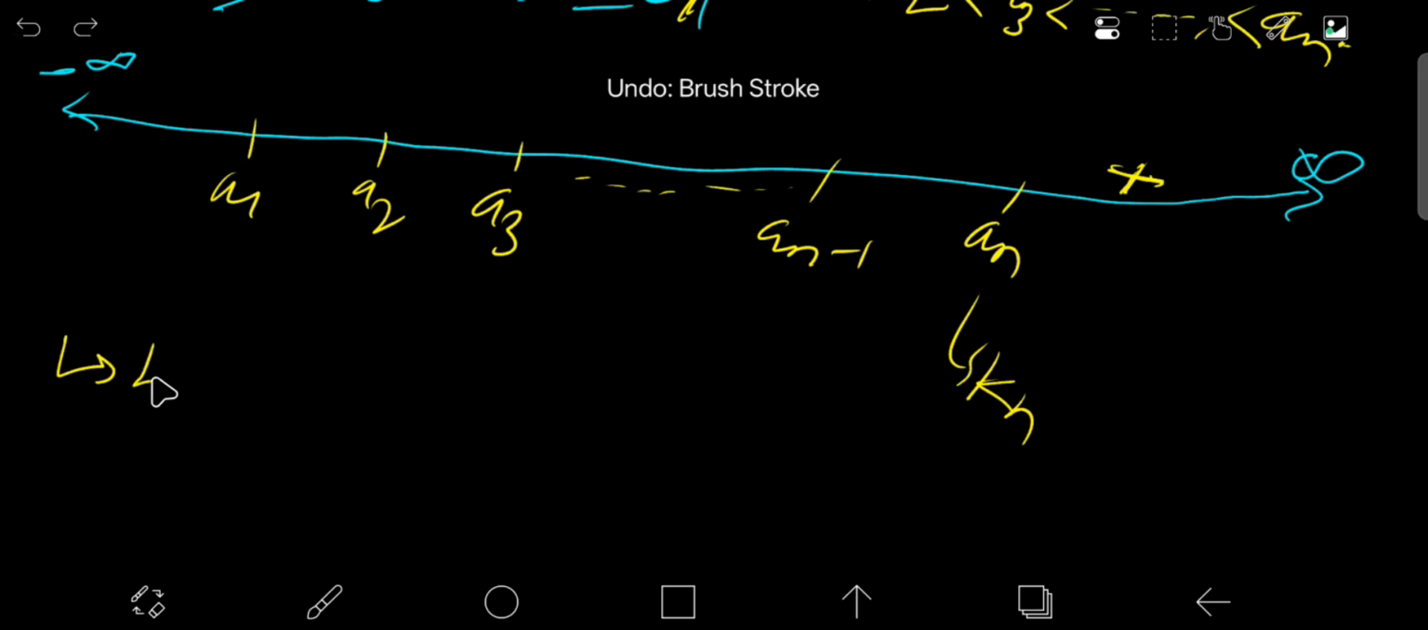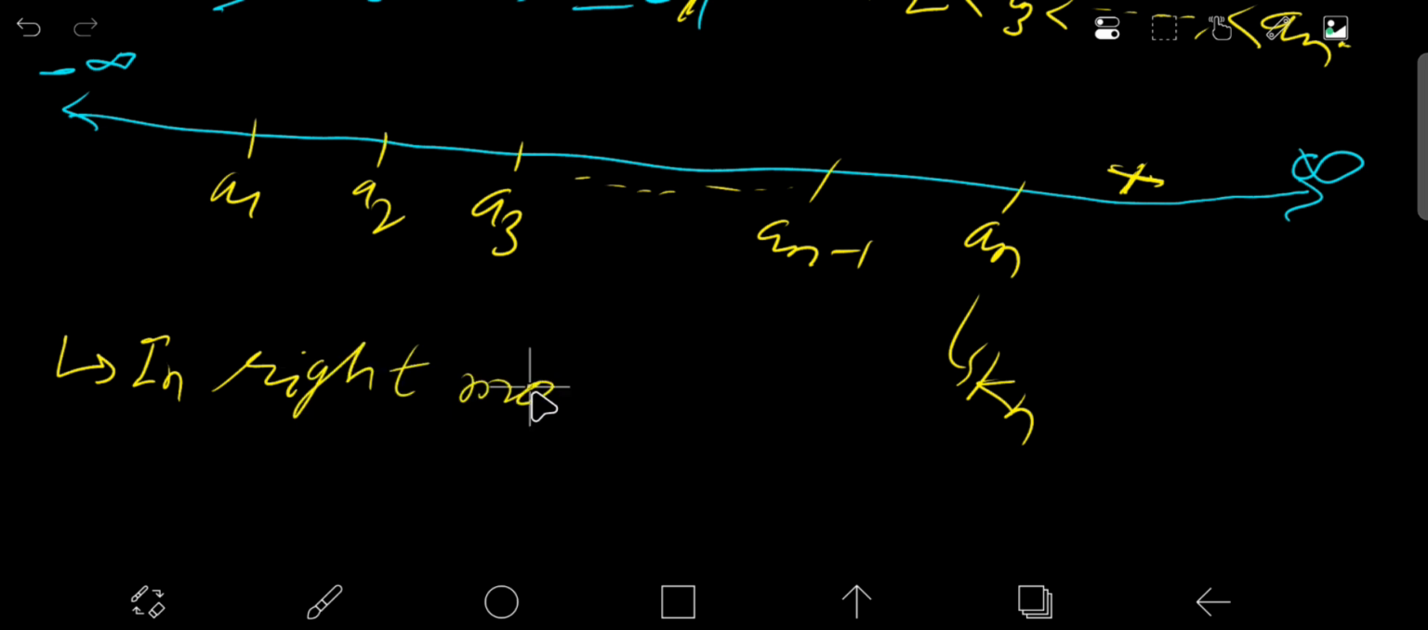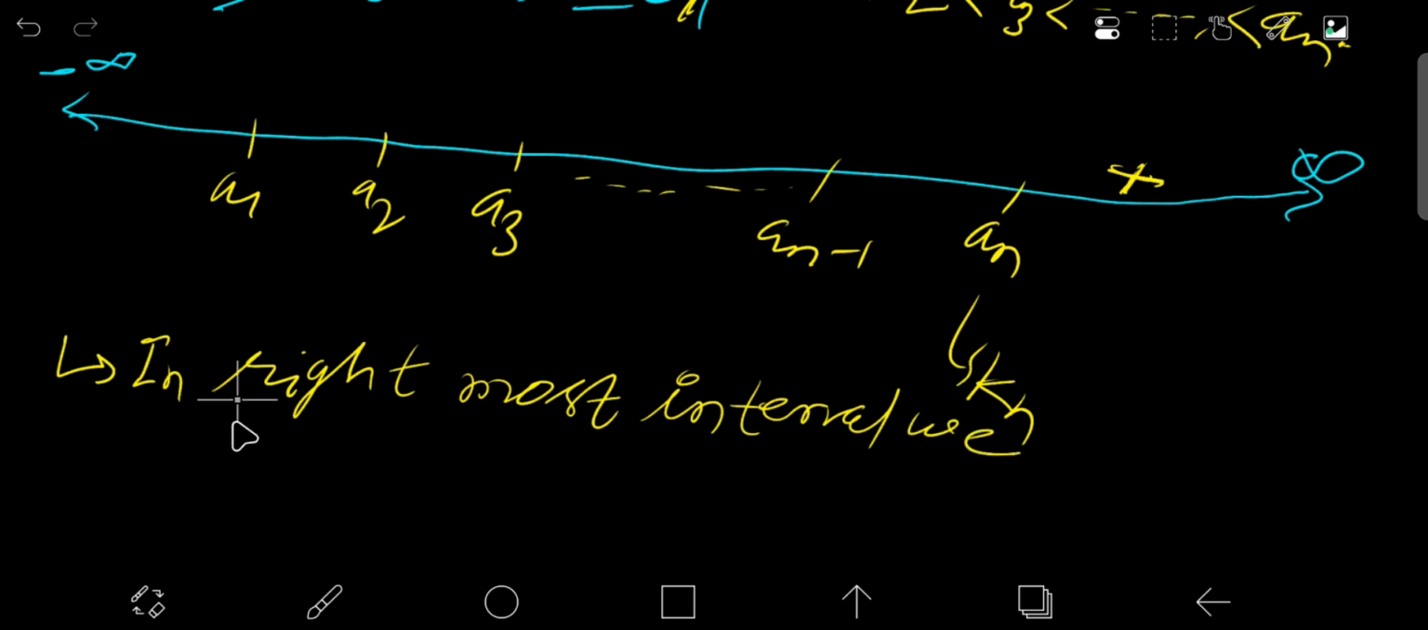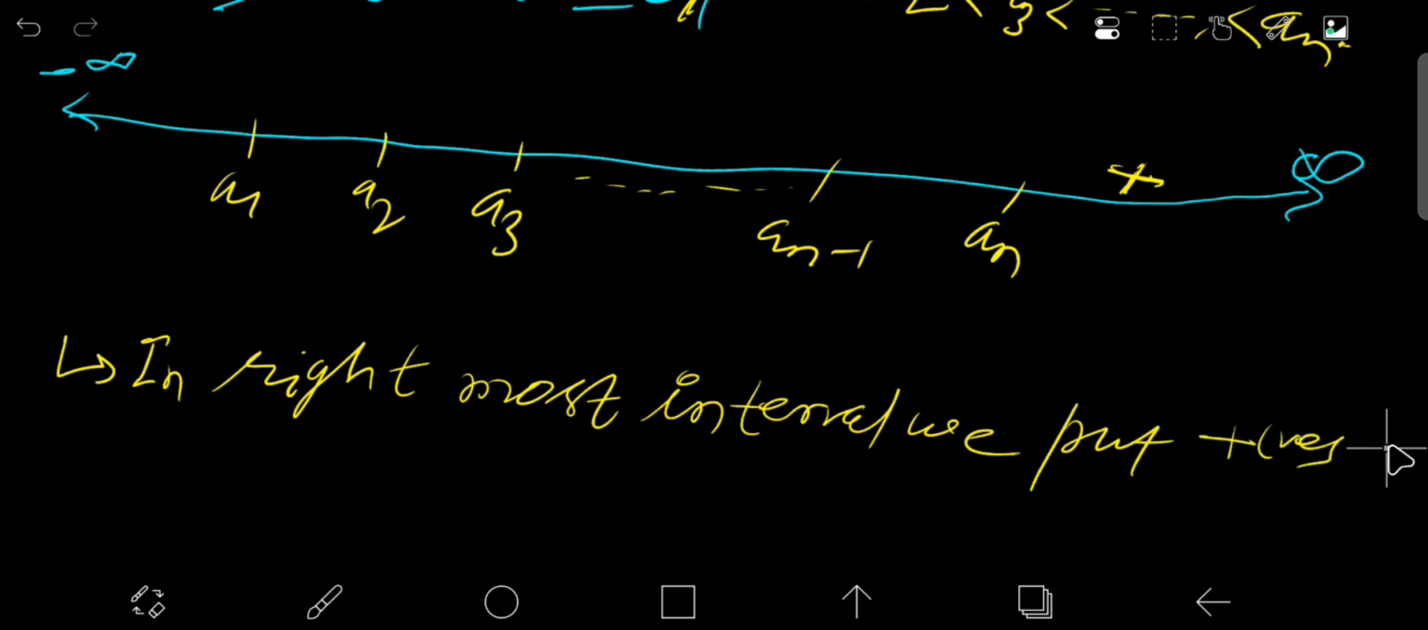In the rightmost interval we take the positive sign. In the rightmost interval we put the positive sign. Okay, positive sign.